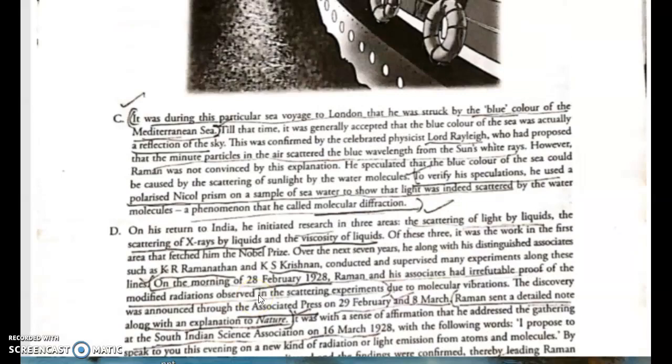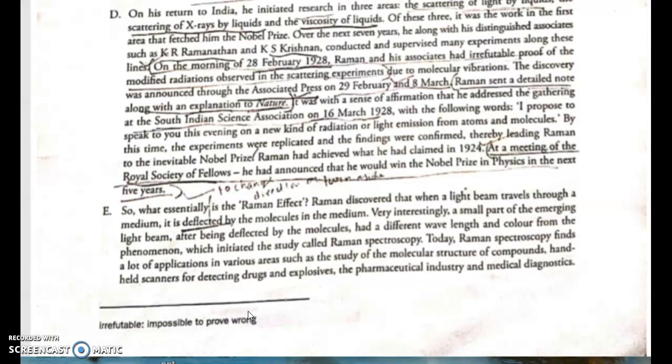Later one day he came up with irrefutable proof that when light passes through a medium, the emerged light will be deflected by the molecules in the medium, and thus shows a different color and different wavelength. This was his proof, and this came to be the Raman effect, Raman spectroscopy. He announced it through the Associated Press on 29th February with a brief explanation to Nature. So this is all about Raman spectroscopy.